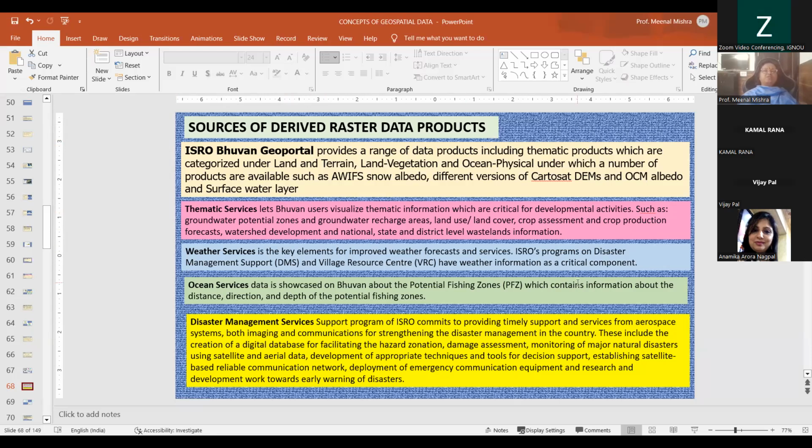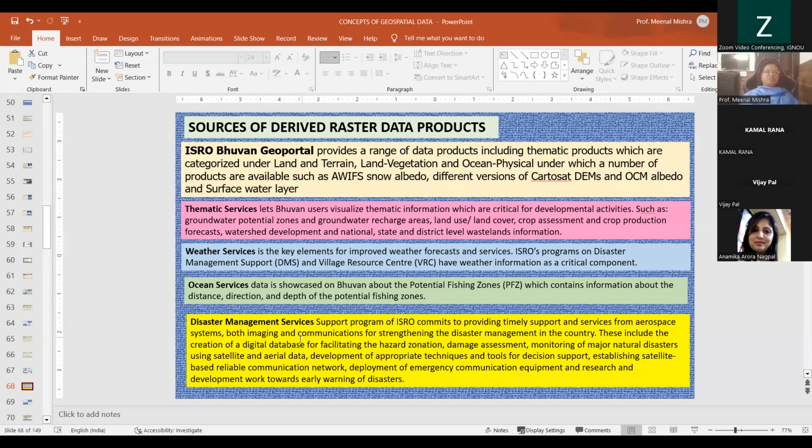It enables the users to visualize thematic information which is critical for development activities like groundwater potential zones and groundwater recharge zones, crop assessment, land cover and land use, then weather services. They provide information about disaster management support and village resource center. And then ocean services, they showcase potential fishing zones and contain information about distance, direction, and depth of potential fishing zones, which are of use to common people.